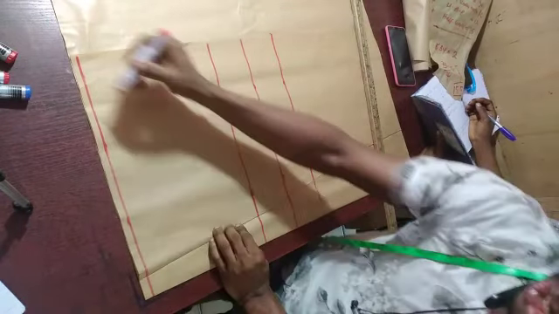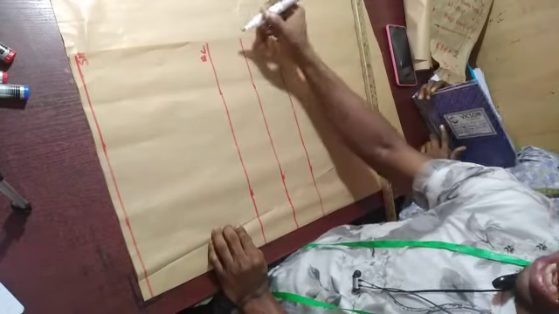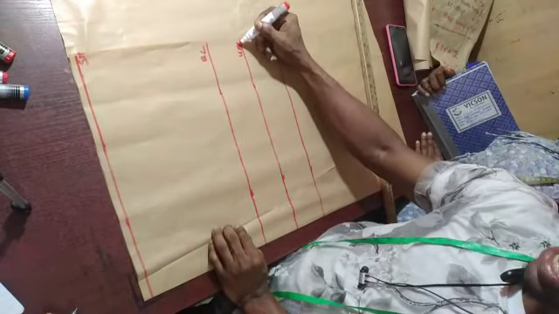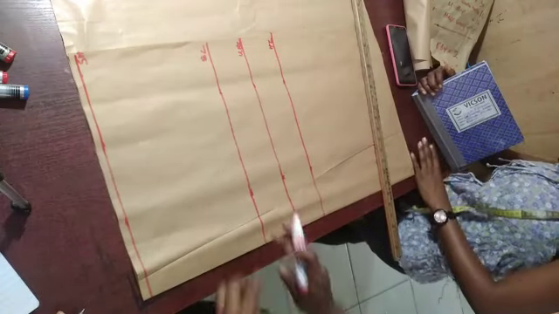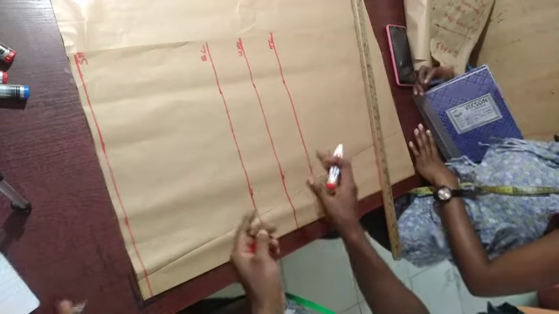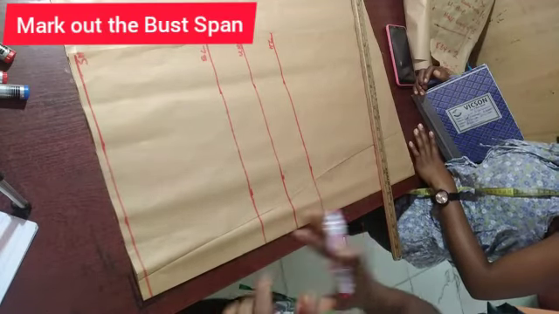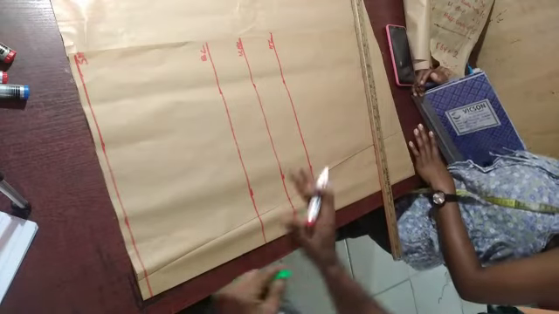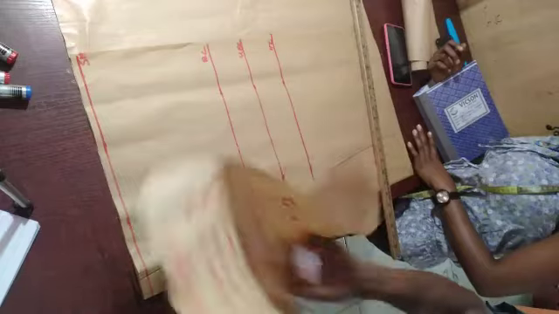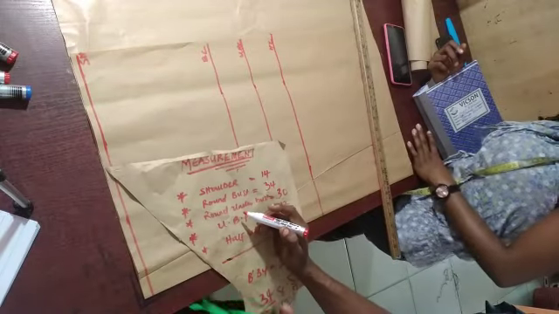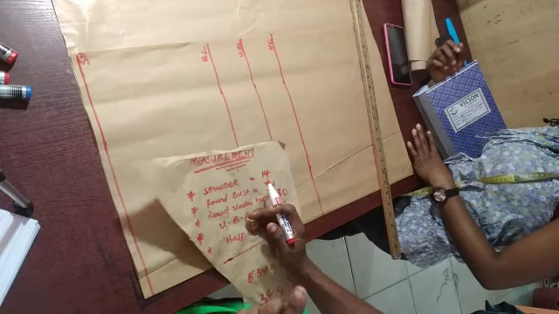Okay, so as you can see, we have the shoulder line here. Are you seeing it? We have the bust line, the under bust line, and the half length. Next, after marking out all these measurement points, you are going to mark out your bust span, which can also be called nipple to nipple. For a bust of 34 inches, the nipple to nipple, or the bust span, is supposed to be 7 inches.